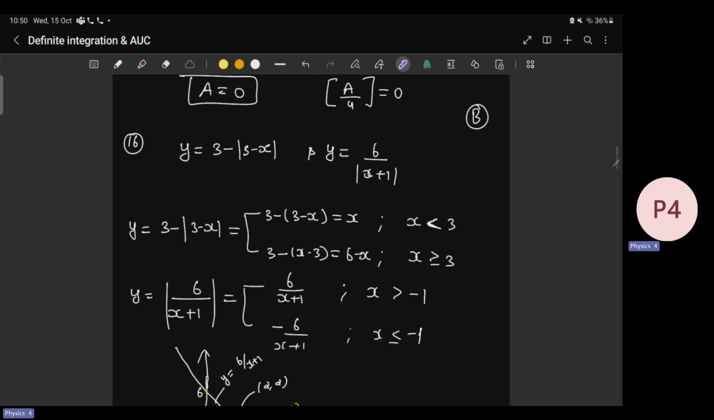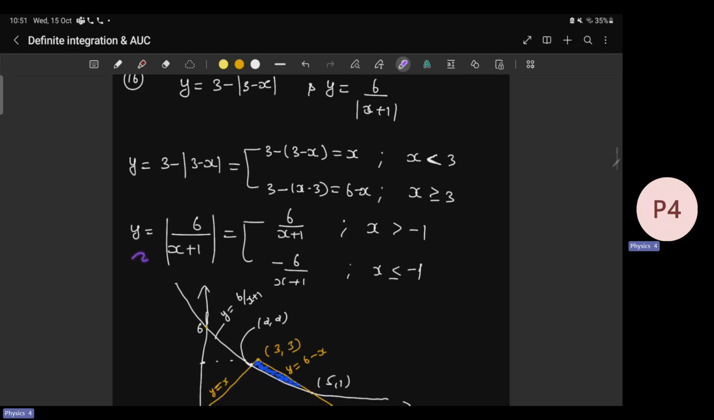Now move on to next question, that is question number 16. We have to find the area bounded by the curve y is equal to 3 minus x, this, and by the curve this. First we will define the modulus function. When x is less than 3, the function is 3 minus x, that is equal to x. And when x is greater than or equal to 3, it will be opened with an extra negative sign. So it will be 3 minus x minus 3. This will be 6 minus x.